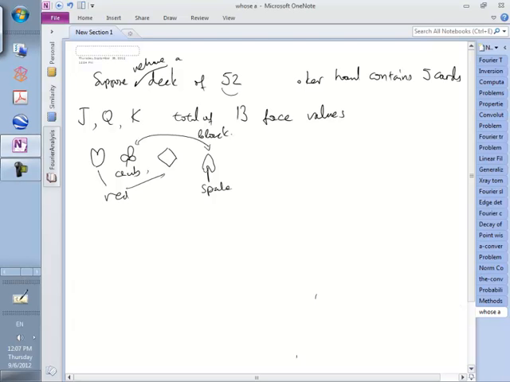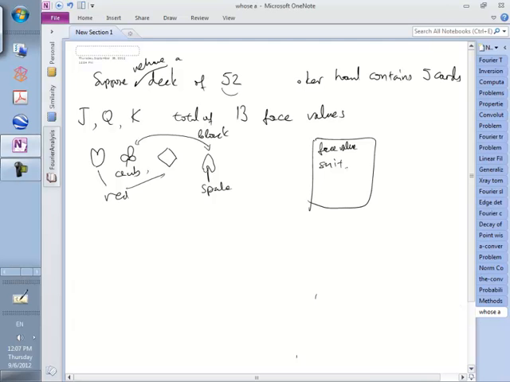No, 13 face values. 13 times 4 gives you 52. So for each suit we have all of the face values. And you can see, the card has the face value in the corner and the suit under it.